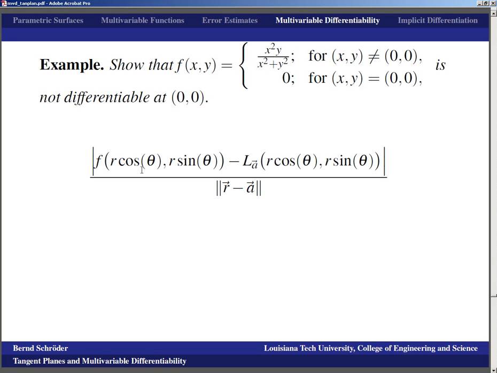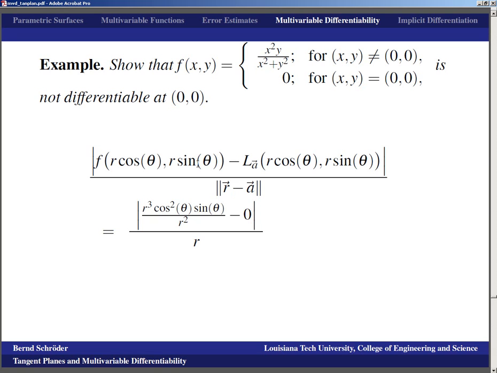Well, let us just go ahead and take the difference of the function with the linear approximation, and divide that by the difference between the point at which we evaluate the difference and the base point, which is of course the origin, 0, 0. Well, the linear approximation, of course, is 0, because we know that the gradient of this function at the origin is 0. That was something we computed in the previous presentation. And we also know that the value of the function is 0, so the linear approximation ends up being 0.